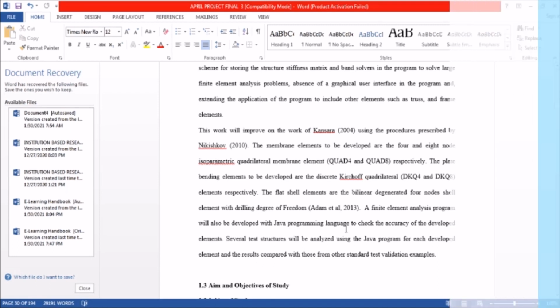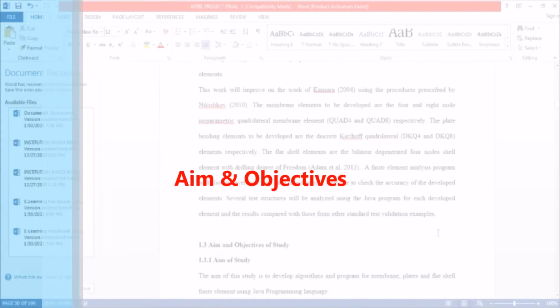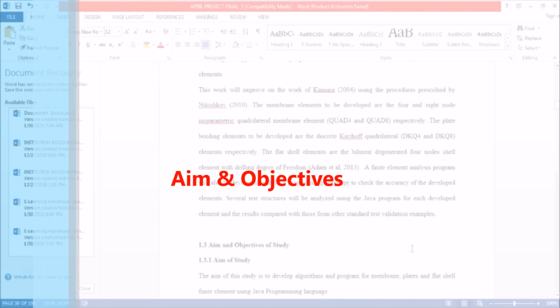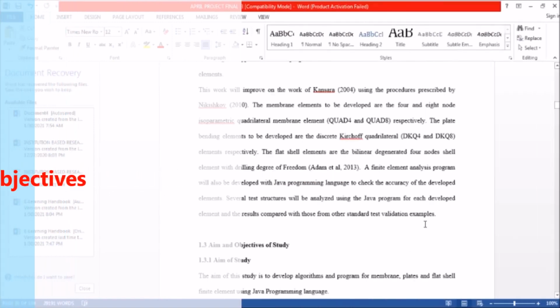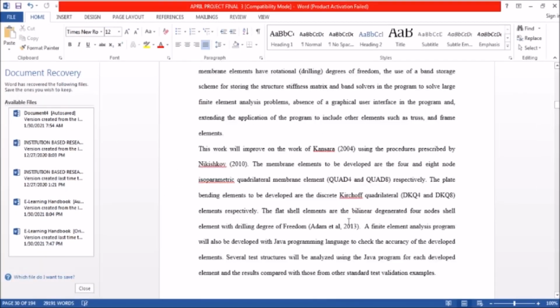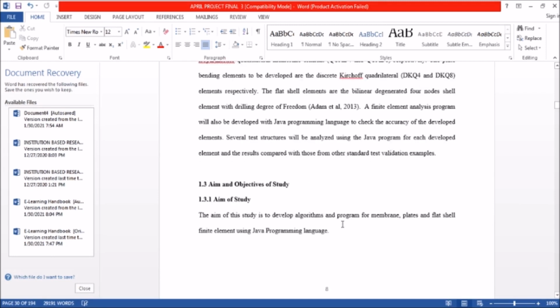So when we are talking about the aim of a study, an aim is what goal you are trying to achieve. What general goal are you trying to achieve, or what general problem are you trying to solve? And when you talk about objectives, what are the steps? What are the procedures you're going to take to arrive at that aim?